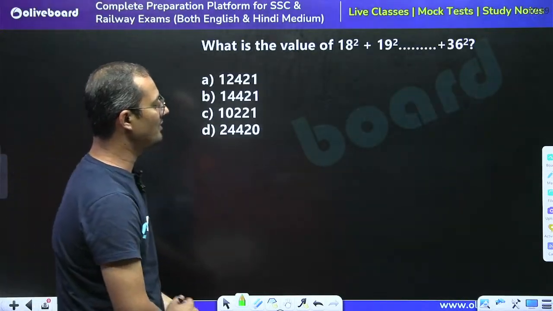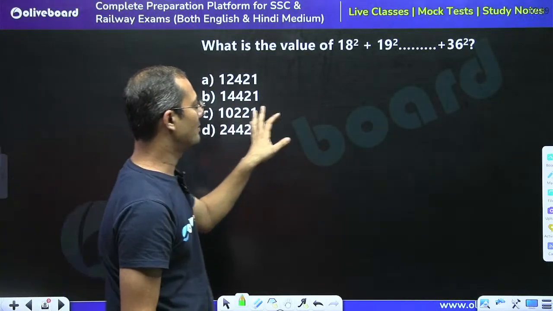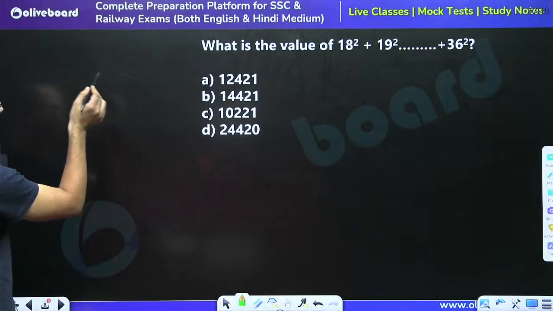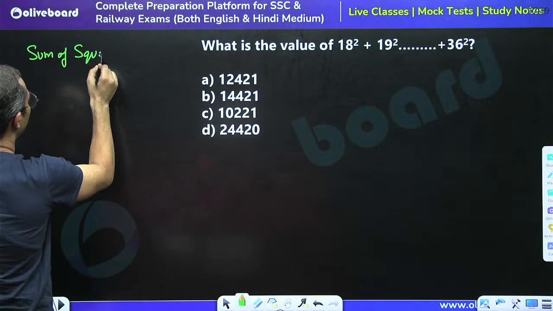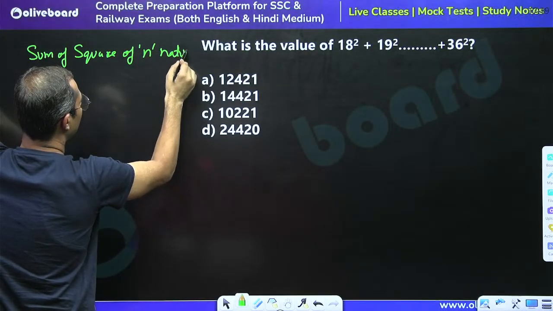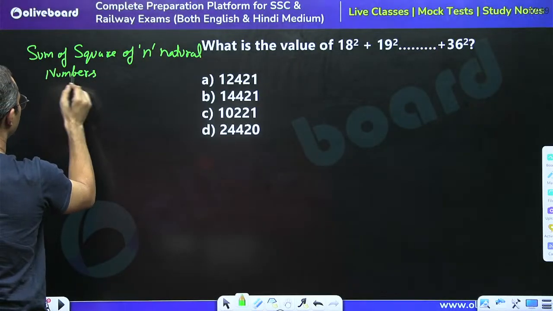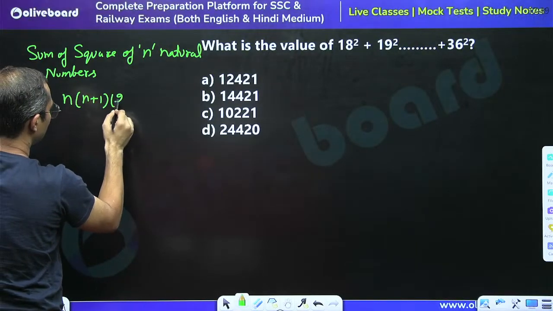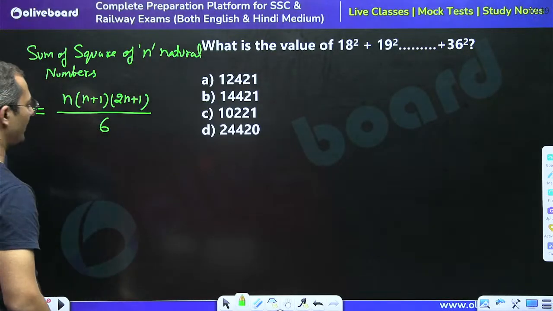So moving to next. Now tell me, what is the answer for this question? Do you know the formula for the sum of squares of natural numbers, right? We must know the formula to do this question. The formula for the sum of squares of n natural numbers is given by n(n plus 1)(2n plus 1) divided by 6, right?